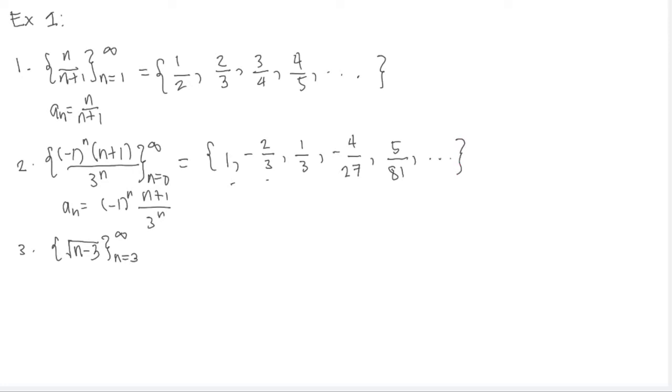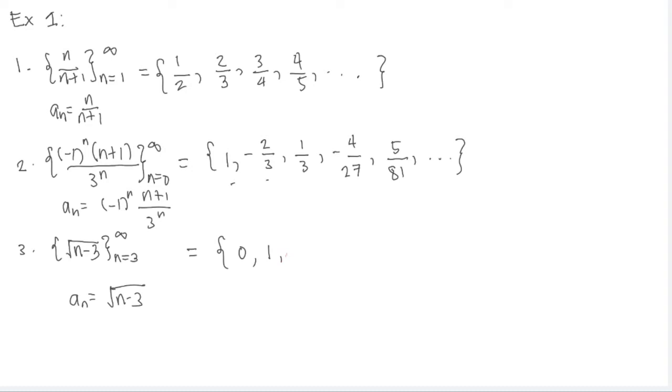Next, the general term is given by square root of n minus 3. We are starting from n equals 3 up to infinity. So we start with 3: 3 minus 3 is 0, square root of 0 is 0. 4 minus 3 is 1, square root of 1 is 1.